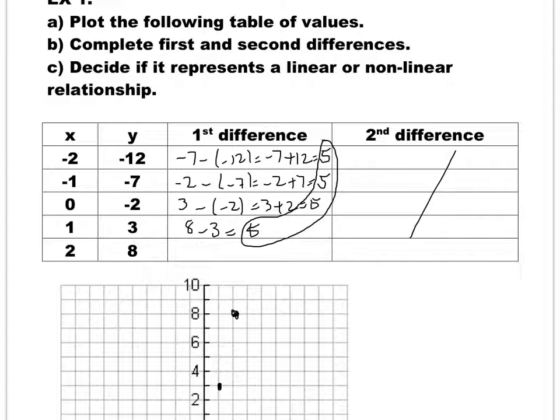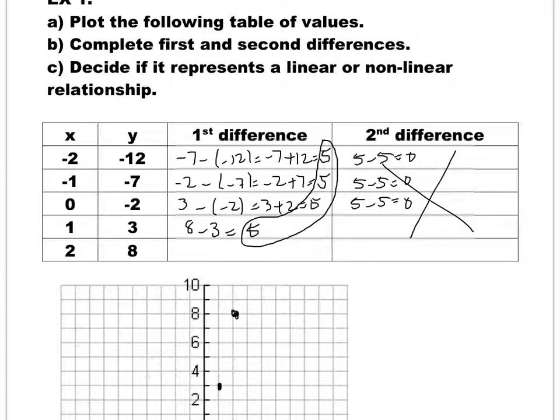I do not need to go to second difference because it's obvious that 5 minus 5 is going to be 0, 5 minus 5 is equal to 0, 5 minus 5 is equal to 0. Since it's linear, we know that the first differences are equal, so the second difference is obviously going to be 0. And the last part of the question says decide if it is linear or non-linear. We know that this is going to be linear because the first differences are equal.